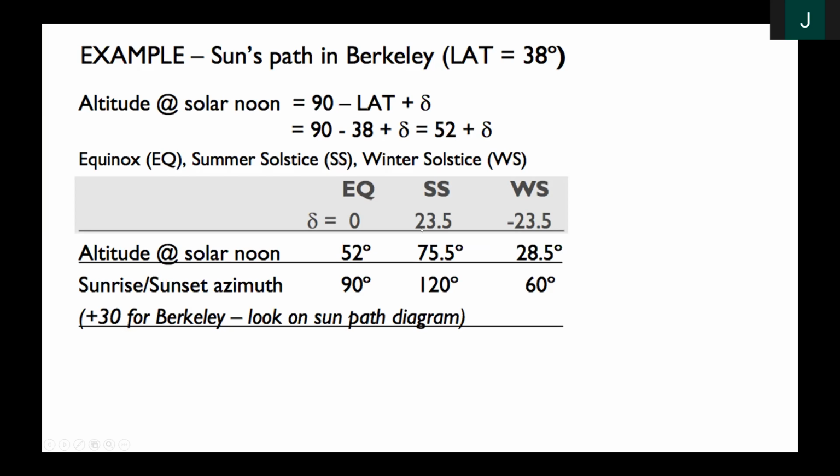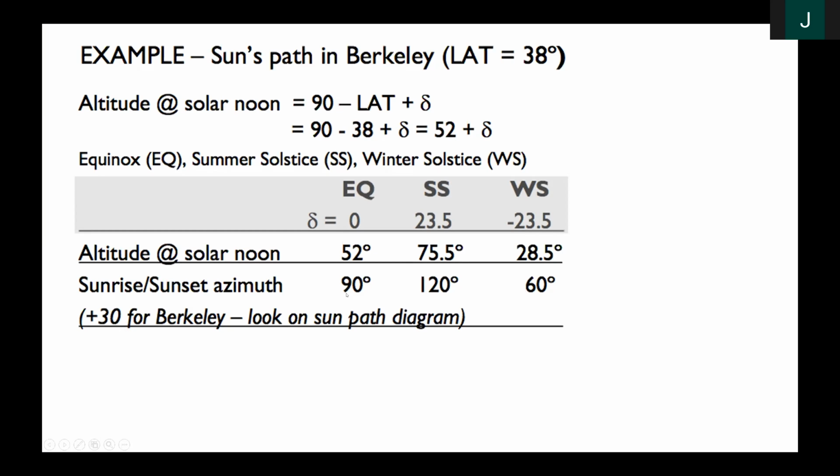On the summer solstice, the declination is 23.5. 90 minus 38 plus 23.5 is 75.5 degrees. So that is how high up from the horizon you measure an angle in order to point at the sun, which is to say on the equinox, you're pointing a little bit closer to the horizon. On the summer solstice, you're pointing relatively high up in the air. And at the winter solstice, if you do the same calculation, you'd be pointing lower towards the horizon, only 28 degrees up measured from the horizon and pointing south.